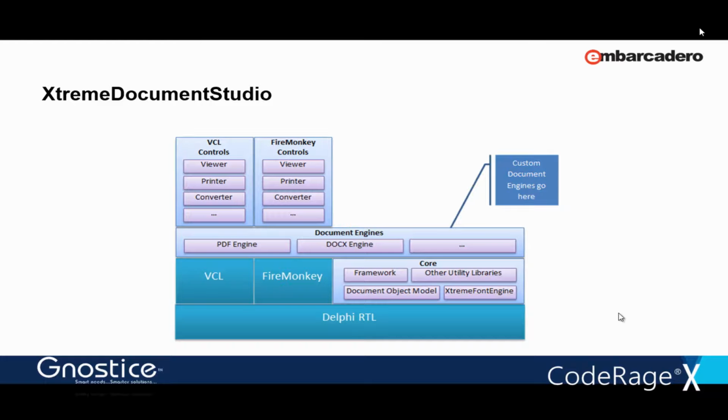Here's how the modular layering of XtremeDocumentStudio is. For example, if you needed support for a custom format, you would implement your new document engine by implementing the appropriate interface for document engines, and then register it into the system. After doing that, your new format is automatically viewable in the viewer and can be printed and converted, and other tasks can be performed on it.